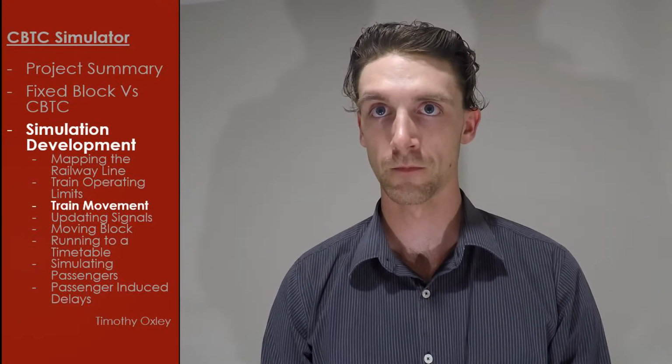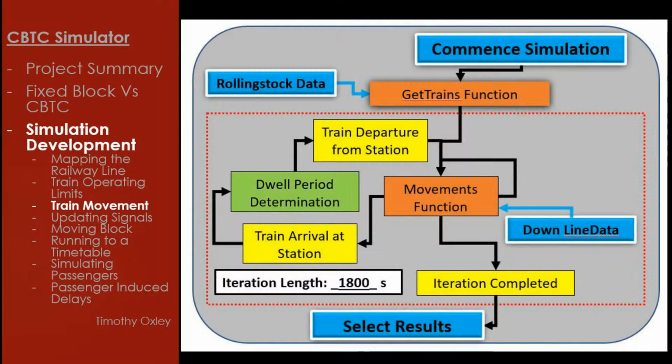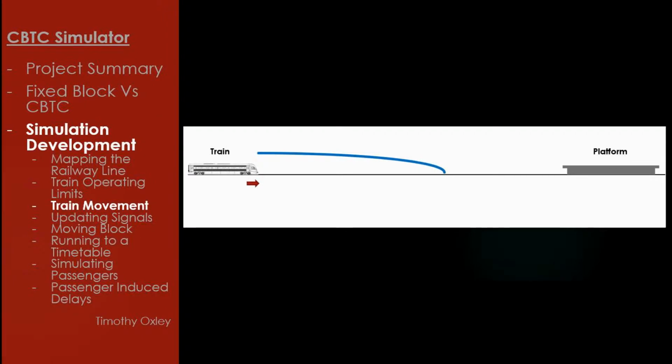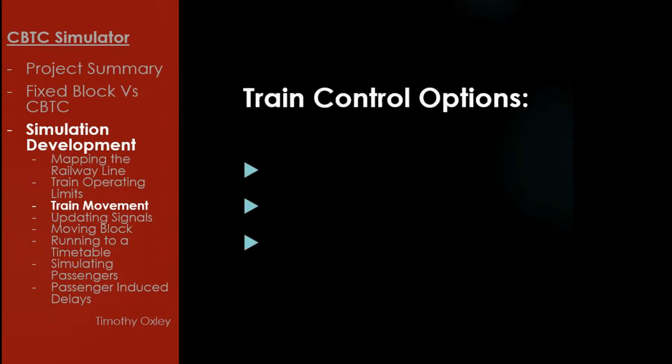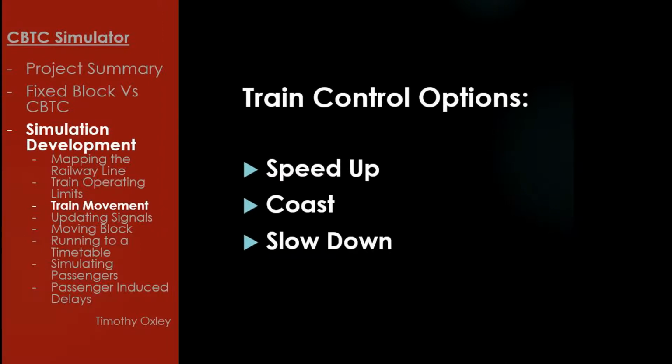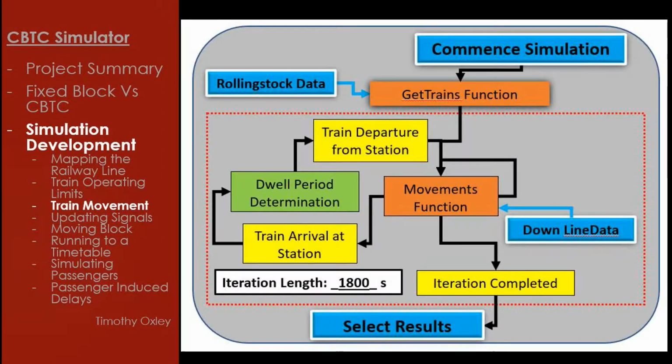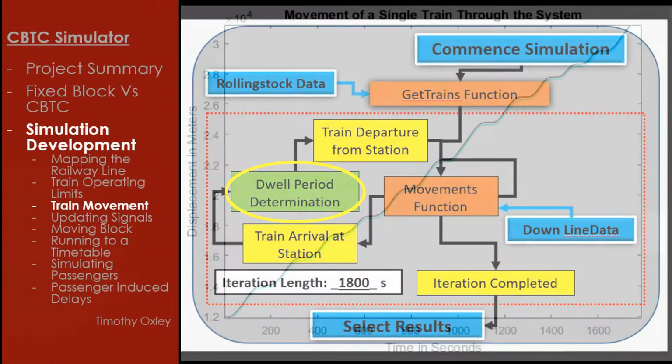Train movement. The simulator operates in a continuous loop using the movements function for the period that the user sets. For each train, the movements function searches for the next obstacle along the line. Based on the obstacle's location and the speed of the train, the function will choose to speed up if it has not yet reached top speed, coast if it has already reached top speed, or slow down if approaching a signal or a station. Every time that a train arrives at a station, it must dwell there for a period long enough for passengers to board and depart.